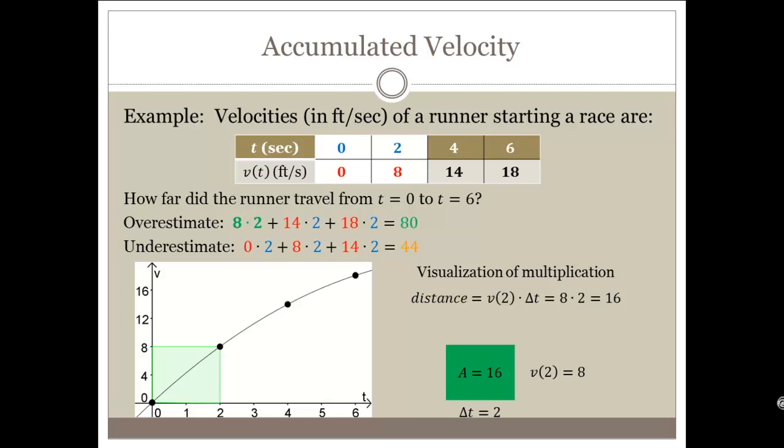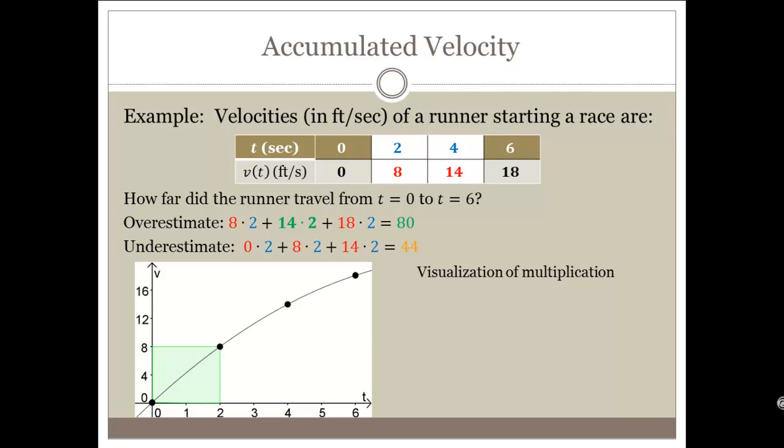Let's now use this way of thinking on our other time intervals. For the time interval from 2 to 4 seconds, we estimated that the distance traveled was the velocity at 4 seconds, 14, times the 2-second time interval, for a total of 28 feet. So we can represent this with a rectangle, now with height 14, and again with width 2. So its area is 28.